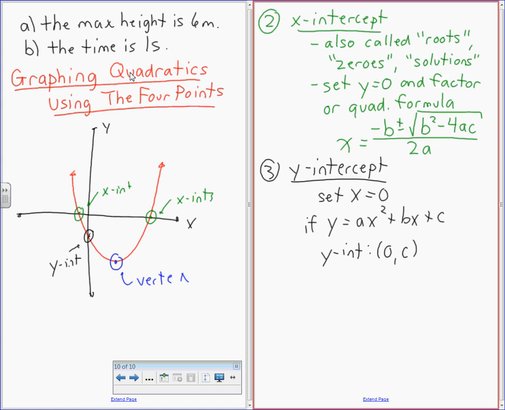Can somebody tell me a situation where there wouldn't be an x-intercept? We talked a little bit about this yesterday. Well, like when it opens down and it's in the negative quadrant. Good. Very good. I'm going to use a demonstration right now.